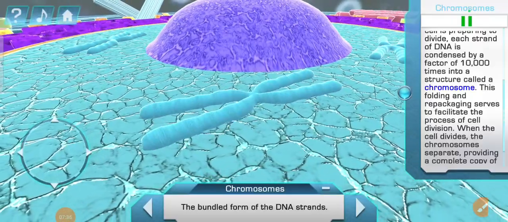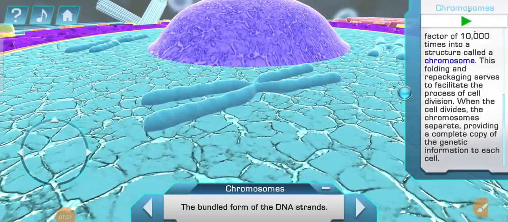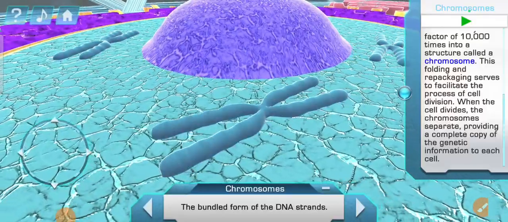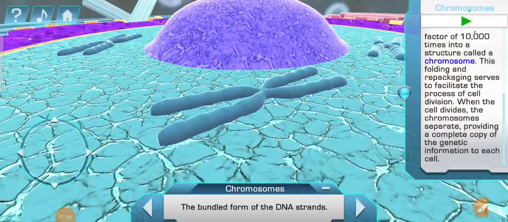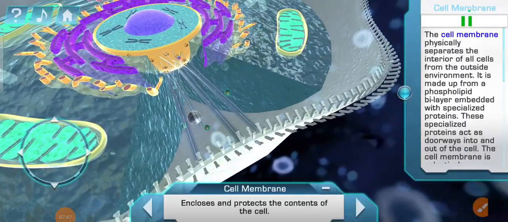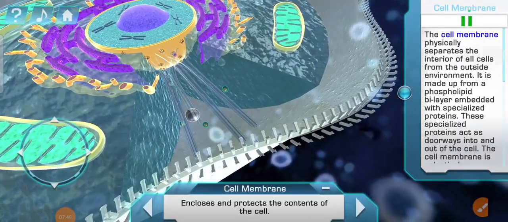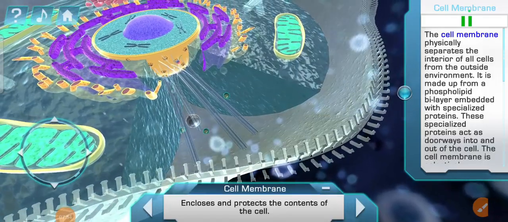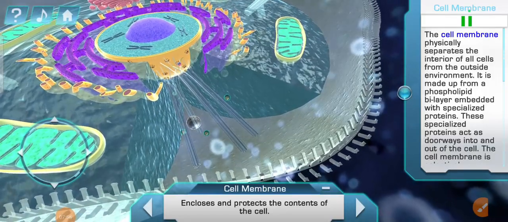When the cell divides, the chromosomes separate, providing a complete copy of the genetic information to each cell. Next one is the cell membrane. It encloses and protects the contents of the cell. The cell membrane physically separates the interior of all cells from the outside environment.